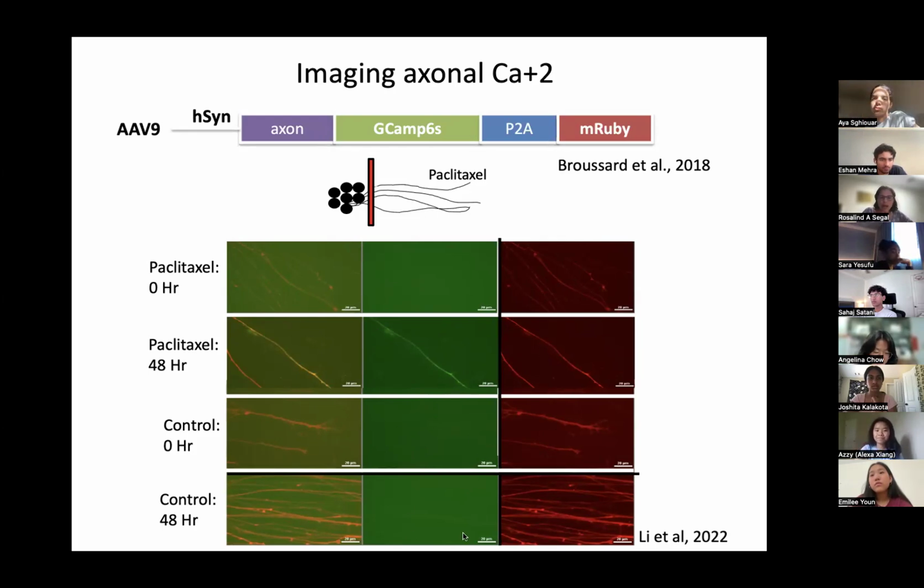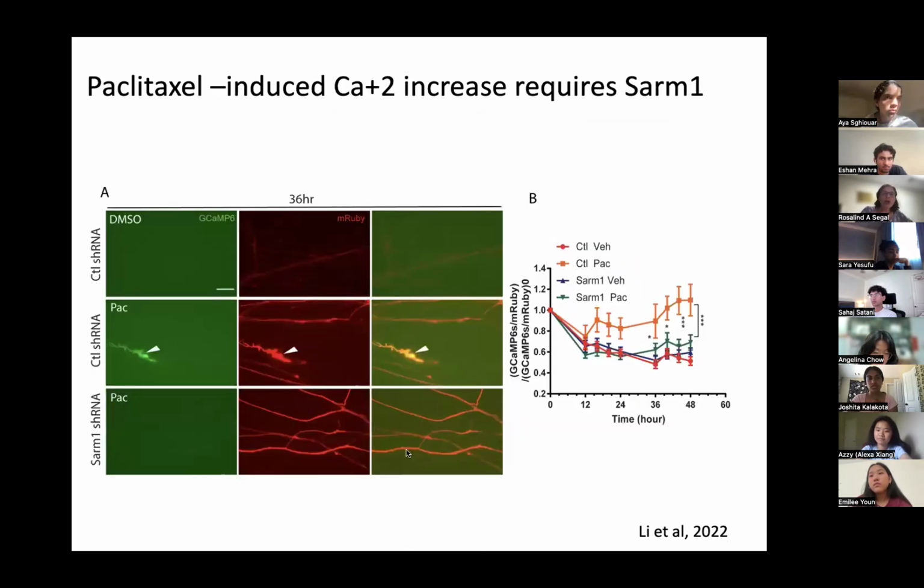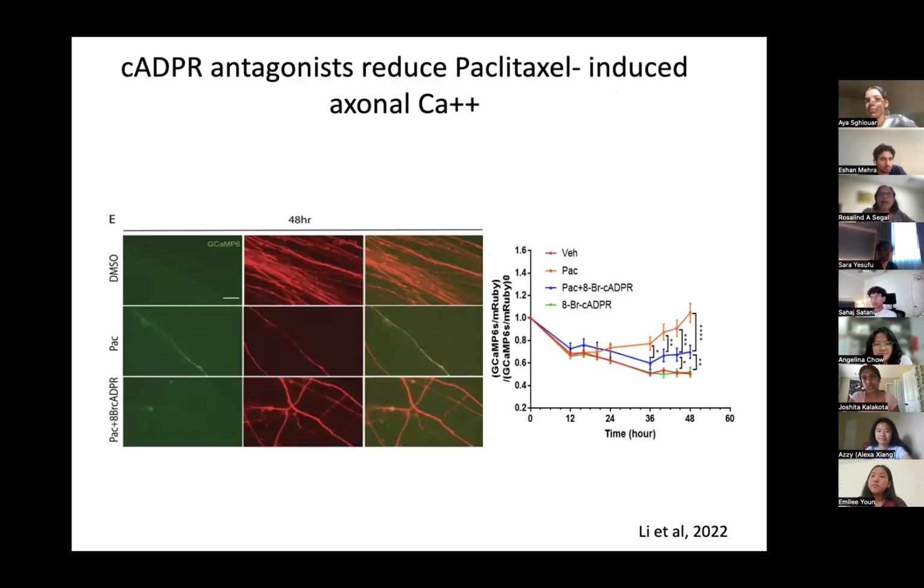And this compares to control. At control and at 48 hours, we're not seeing much change in the baseline calcium, and you see actually growth in the axons. So with paclitaxel, you get this increase in calcium in the axon cytoplasm. And again, knocking down SARM1 prevents this increase. So you see here the quantification of the calcium levels, and you see here what happens with SARM knockdown and paclitaxel. What about cyclic ADPR?